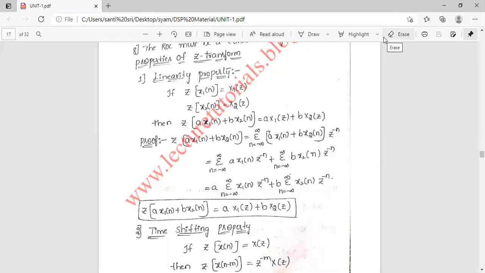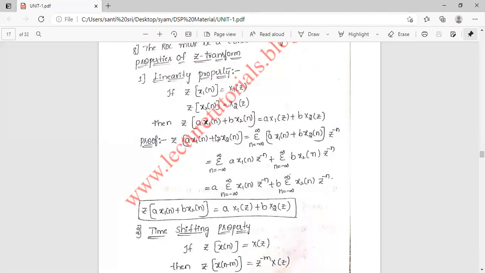So first one is linearity property. How is it defined? A function is said to be linear if it obeys the homogeneity and superposition theorems, right? So Z transform of x1 of n equal to X1 of z, and Z transform of x2 of n equal to X2 of z. Then Z transform of a into x1 of n plus b into x2 of n is nothing but a into X1 of z plus b into X2 of z.